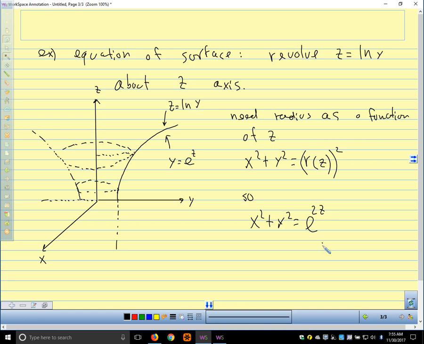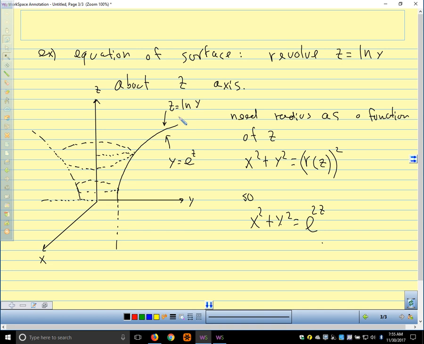Is that the only way we could, is this curve in the yz plane the only curve that could generate that thing? No, we could also have a curve in the xy plane that would generate the same curve.